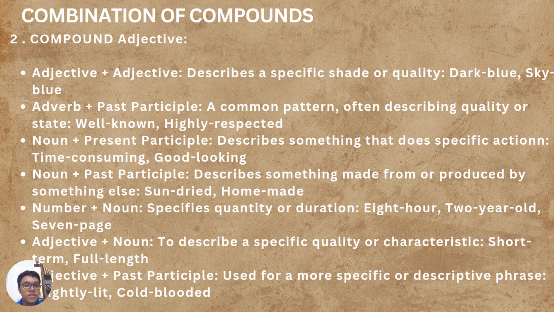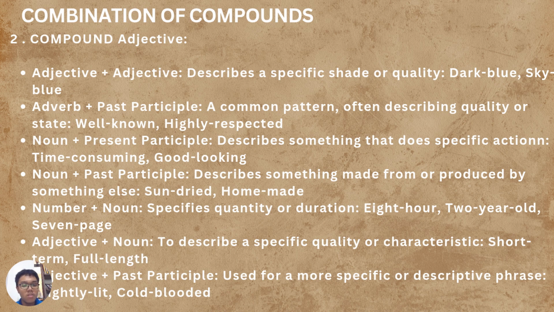Next, we have the compound adjective. We have adjective plus adjective, describes a specific shade or quality: dark blue, sky blue. We have adverb and past participle, a common pattern, often describing quality or state: well known, highly respected. Noun and present participle describe something that does a specific action, such as time consuming and good looking.